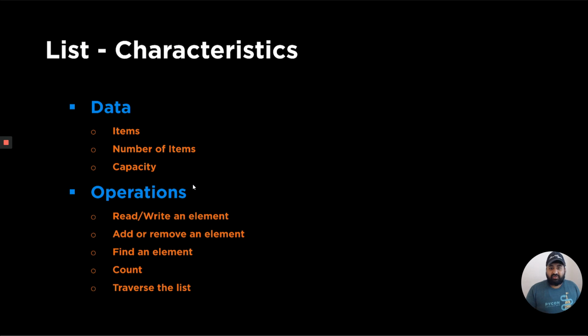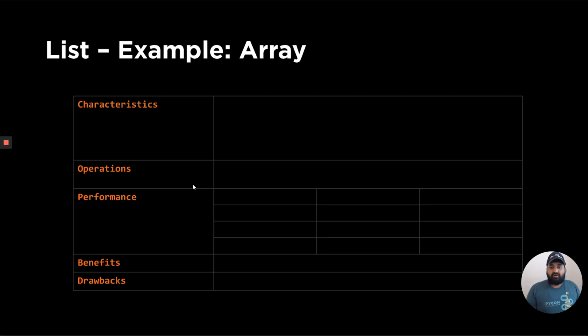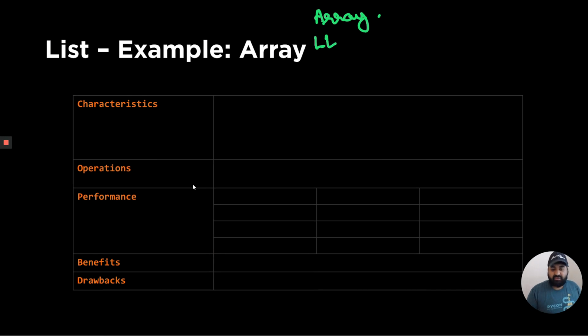Some of the operations for the list ADT include read and write an element, add or remove an element, finding an element in the collection, counting how many elements are there in the collection, or traversing the list. Now, we are going to see some instantiations of this ADT in the form of two different data structures. The first one is array, which everybody should already know, and the second one is linked list, which you have already seen in programming too. So I'm going to go a little bit fast on these two data structures. We are going to comparatively see what their performance looks like.